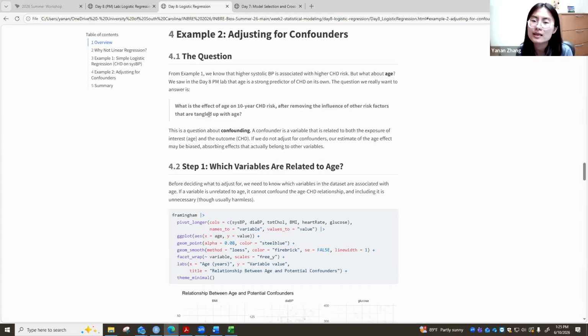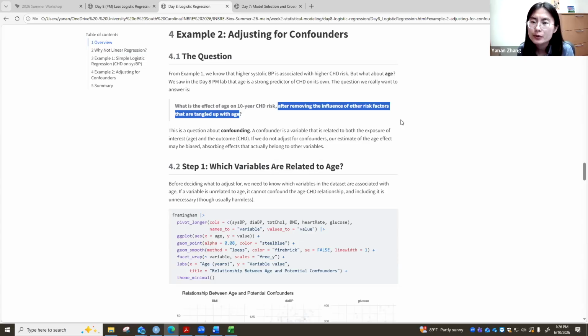Again, first, we need to find out which is the outcome and which is the main predictor, or what we call the exposure. The outcome is coronary heart disease, which is yes or no, a binary outcome. And the main predictor, the thing we care most about, is age in this case. What does the second half of the sentence mean?